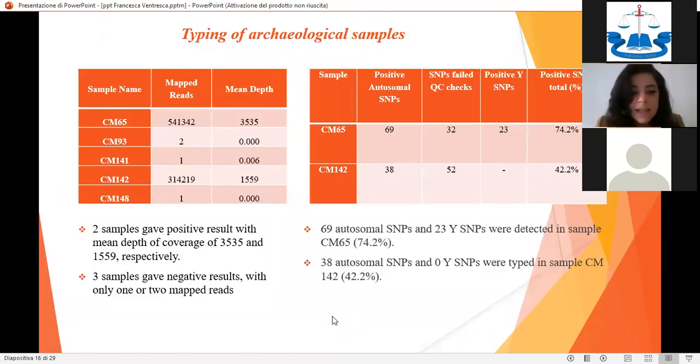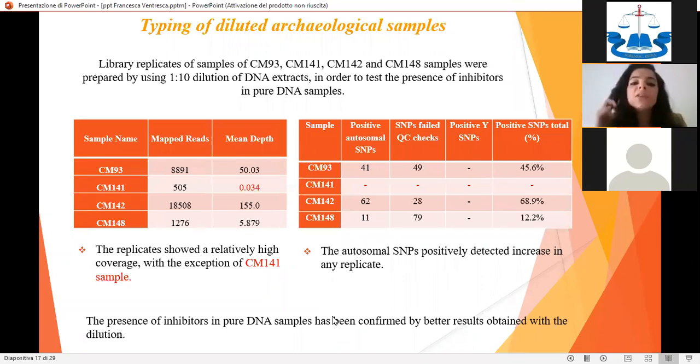Regarding the typing results of archaeological samples, only 2 of 5 gave positive results, with 69 and 38 typed SNPs respectively. Since this was not the expected result, I diluted the samples in order to test the presence of inhibitors in pure DNA samples. After that, the replicates gave better results, as you can see from the tables, and the autosomal SNPs positively detected increased at every replicate. So after this dilution, just one sample didn't give positive SNPs.